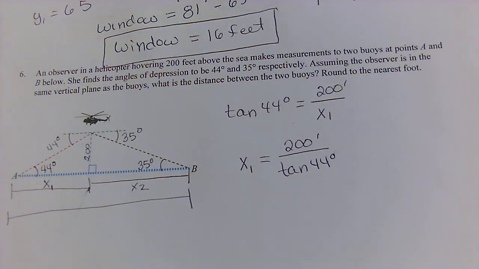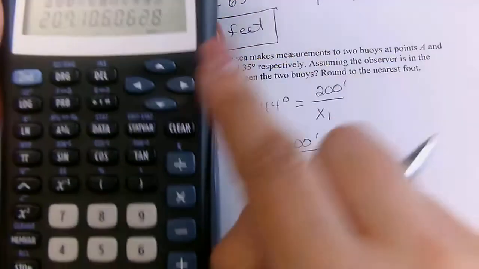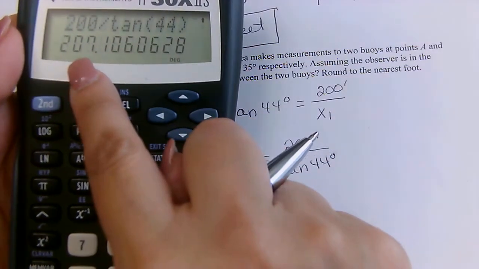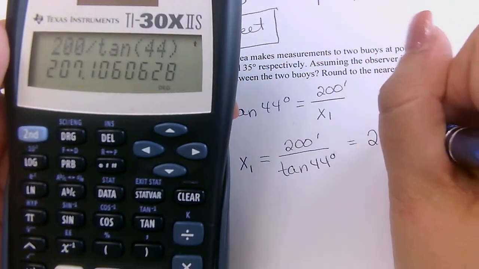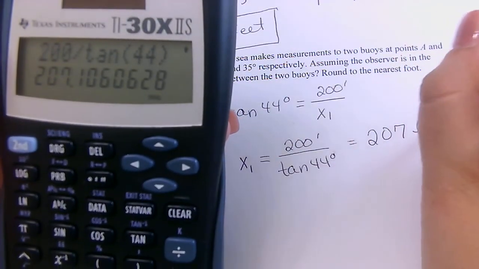Let's go ahead and put that in the calculator. I'm going to do 200 divided by tangent of 44. x1 is going to be approximately 207 feet.